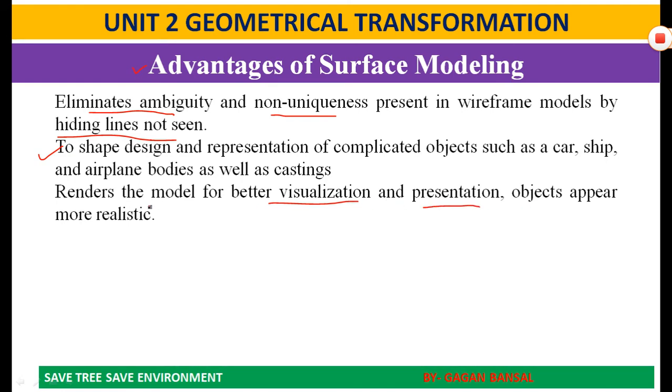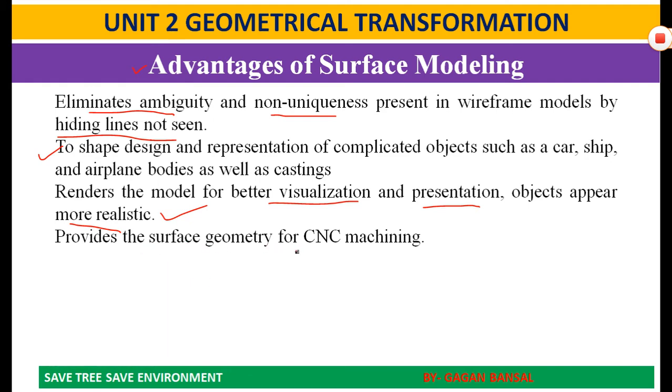Objects appear more realistic. Suppose we have a square cuboid, a six-faced box. If we color or visualize all the 6 faces in different colors with different edges, then when we render the model, it looks more realistic. This is one of the advantages of surface modeling over wireframe modeling.